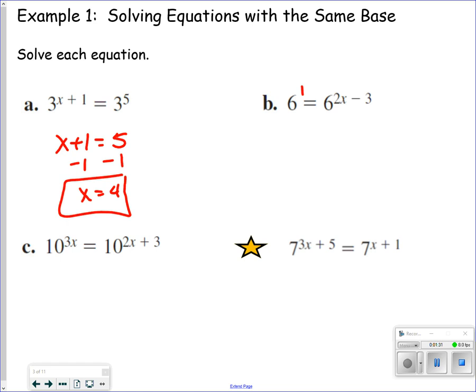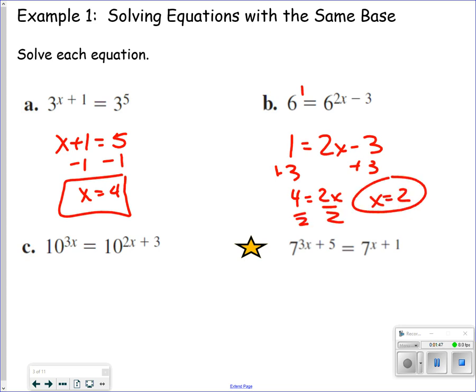So this is 6 to the first power. So since 6 to the first is equal to 6 to the 2x minus 3, then 1 must equal 2x minus 3. So I'm going to add 3 to both sides and divide by 2. So again, just doing your solving skills.